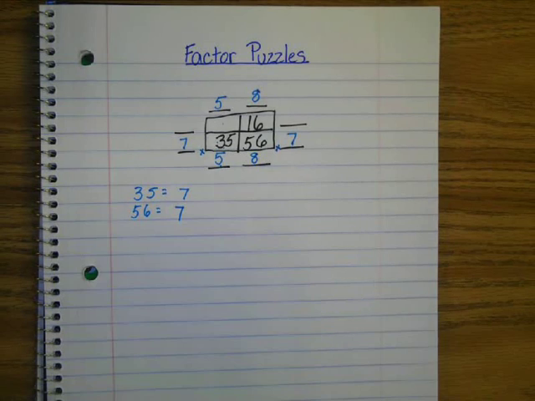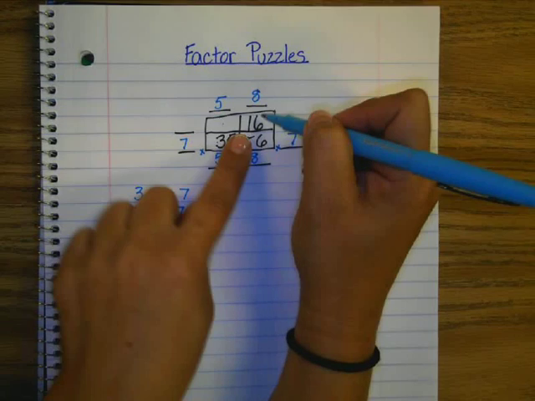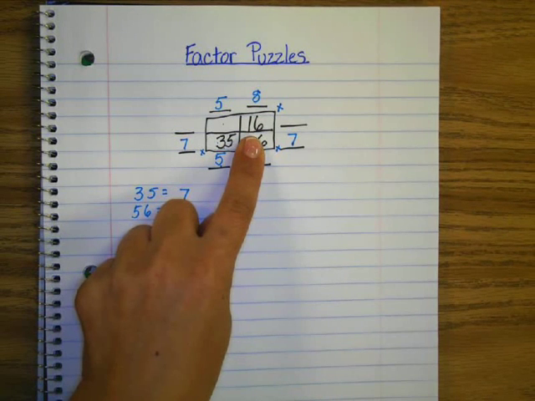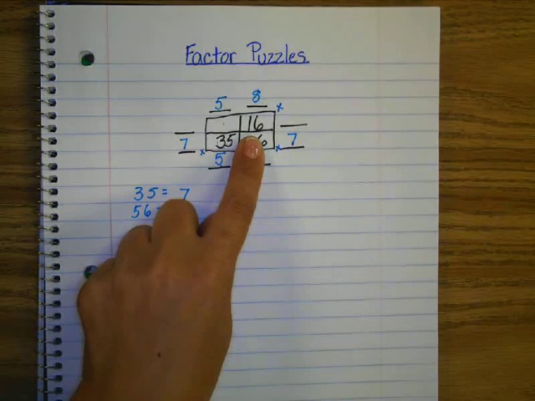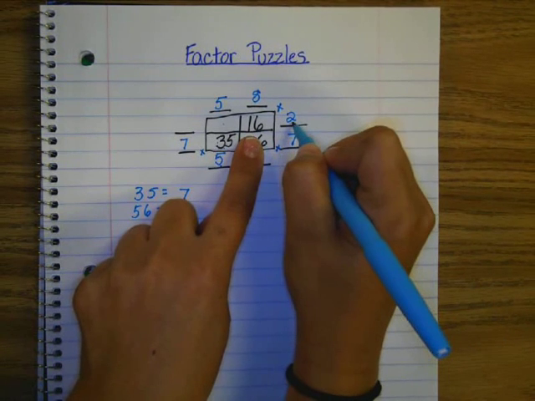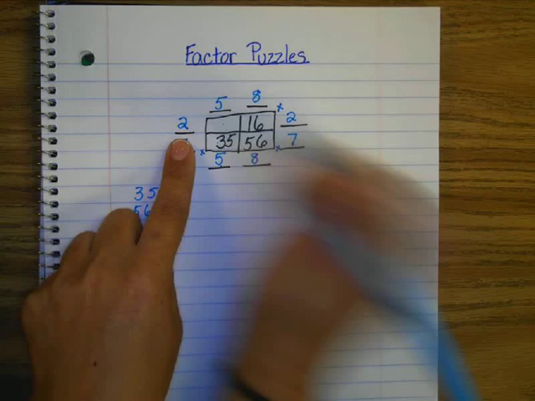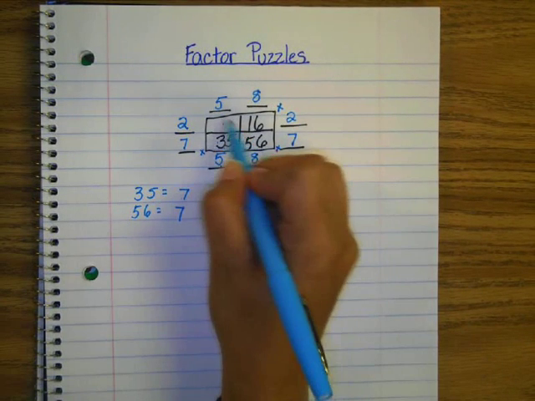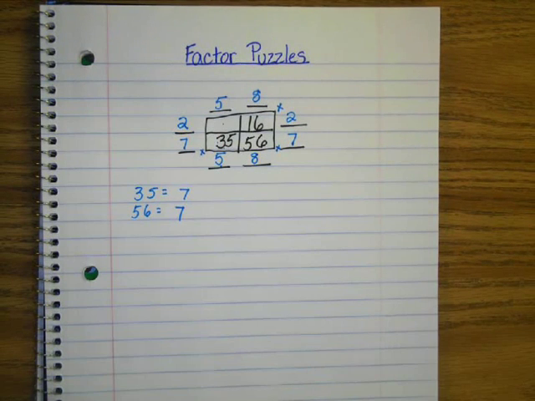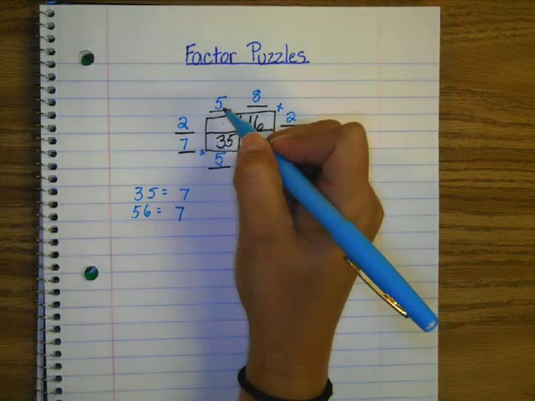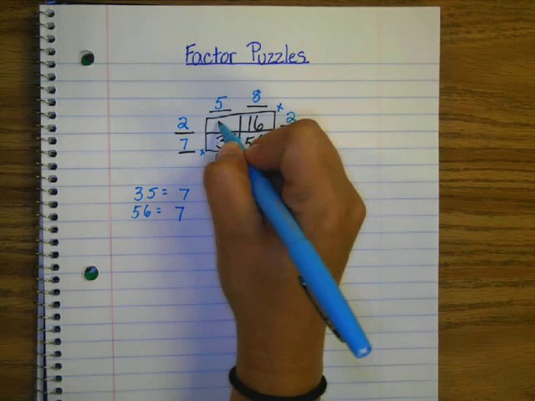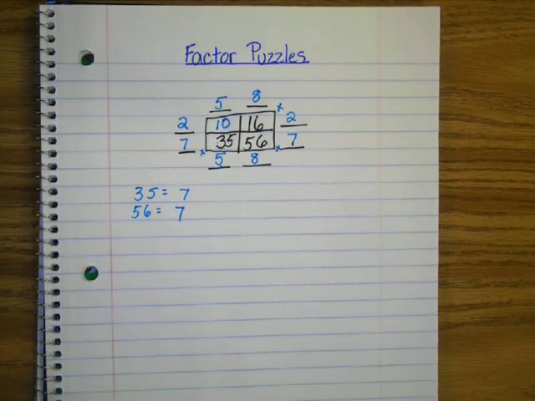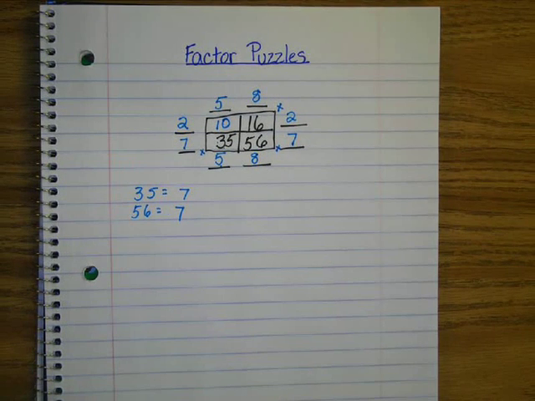So math facts, this is a great review, good practice. Up here, I figured out an 8, and I have a 16. So I'm going to think to myself, 8 times what is 16? 2. If I put a 2 right here, I'm also going to put a 2 over here. Now, I have enough clues to figure out my missing box. What do you think goes in there? 10. How do you know? Very good. So our answer to our puzzle is actually 10.